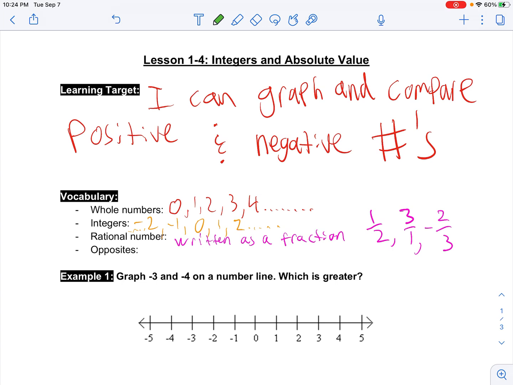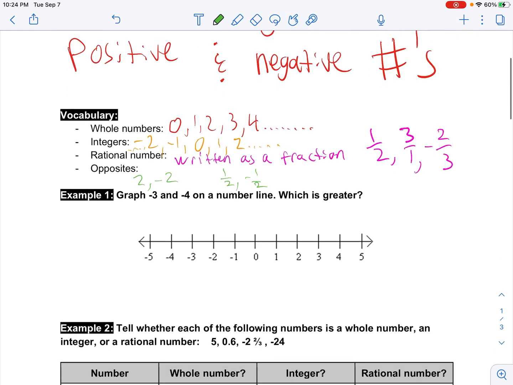And then lastly, my opposites. If I have a +2, the opposite of +2 is -2. If I have +1/2, the opposite of +1/2 is -1/2. So there's a couple different vocabulary words for you.